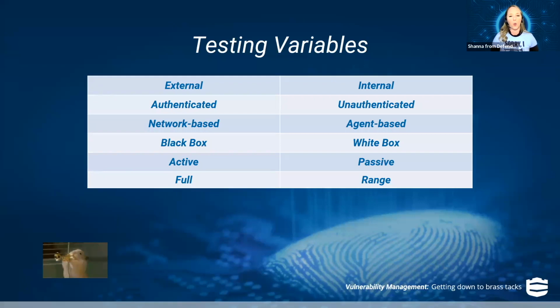And then a white box test is performed where the testers know either the full network and system information. They may even have network maps or credentials, or they know the software or the internal makeup of whatever they're testing. So they've got a better starting point as far as knowledge. And then gray is obviously in between, so it's limited knowledge.